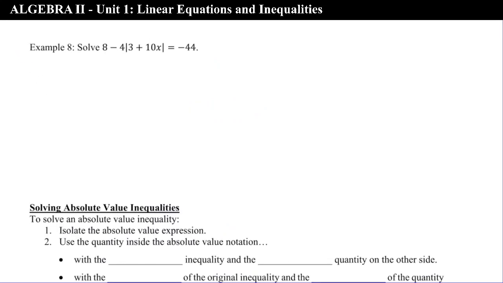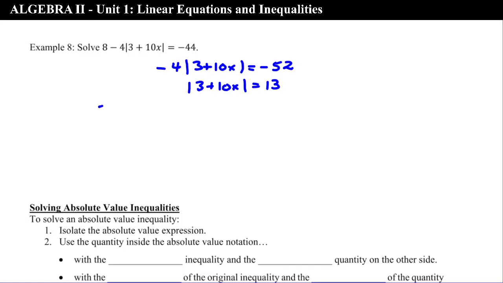All right, let's do one more example here. We've got this absolute value equation that we want to solve. First thing we got to do is get the absolute value by itself. So to do that, first we're going to subtract 8 from each side. When we do that, we end up with what's left on the left-hand side equaling negative 52. And then when we divide each side by negative 4, we get the absolute value of 3 plus 10x is equal to 13.